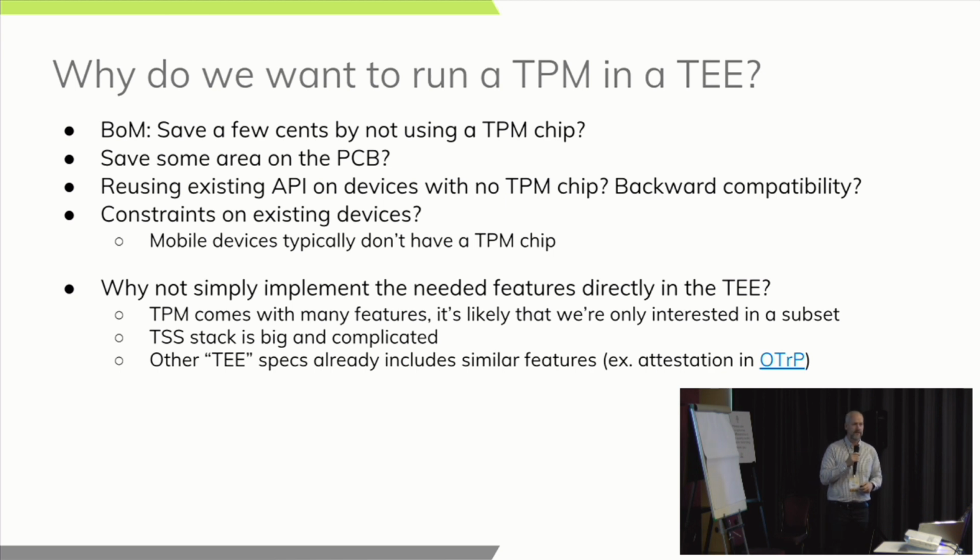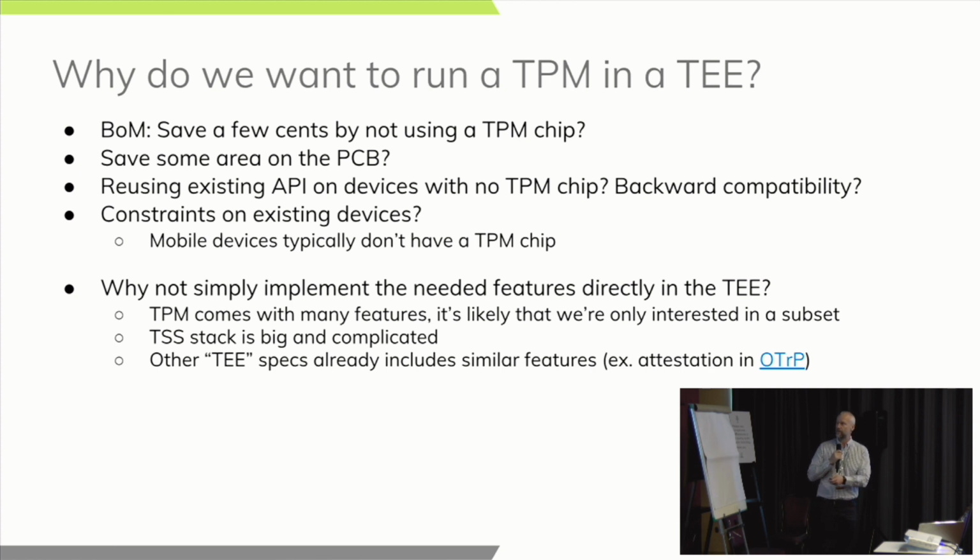Operations: the speed you get from the software implementation is going to be huge compared to the I2C interface that the normal TPM uses. I could also think about reusing existing APIs. If you had a device that used a TPM, and then you change the design or hardware in some way and don't have it anymore, but you still want to use the same kind of user space stack, that's one of the use cases. And typically mobile devices usually don't have any TPM, so in case someone wants to do something like this, this might be something.